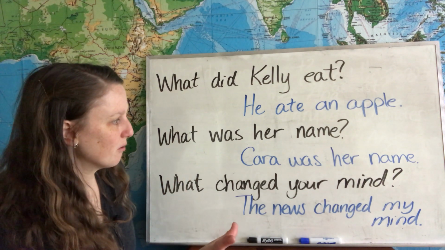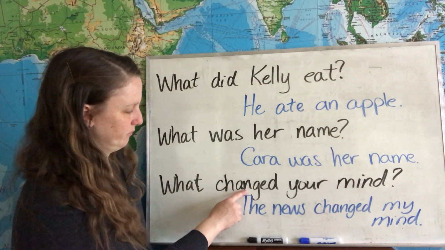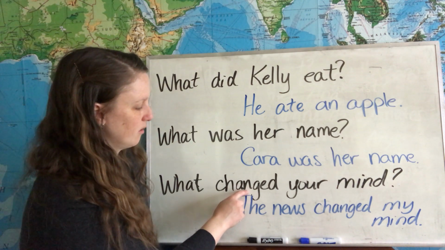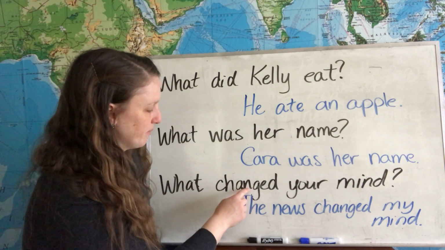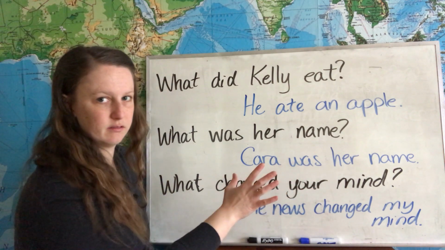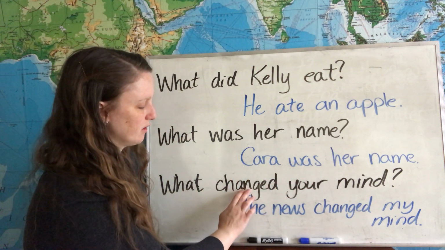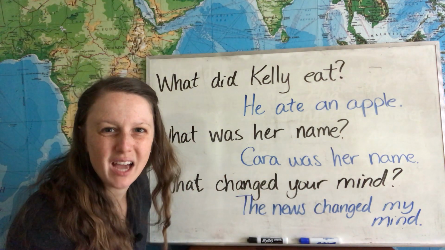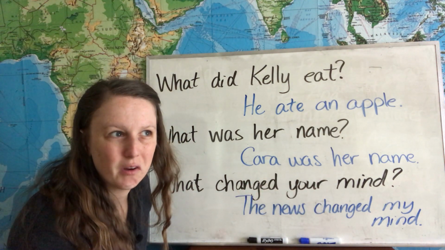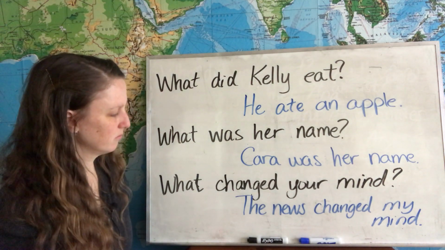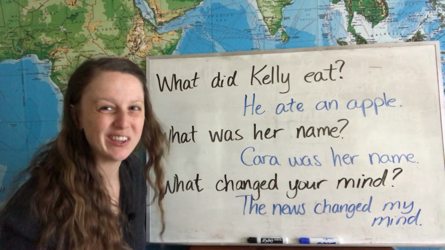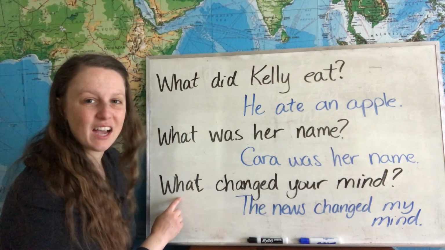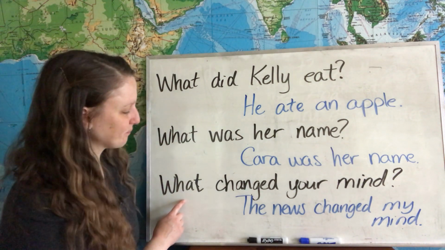So we'll look for the verb, change. Okay, change. And what was changed? Something changed your mind. Okay, so change is the verb. We know your mind is the object. But what is the subject for this verb? Well, we don't have an obvious subject, so we can figure out that what is actually the subject here.